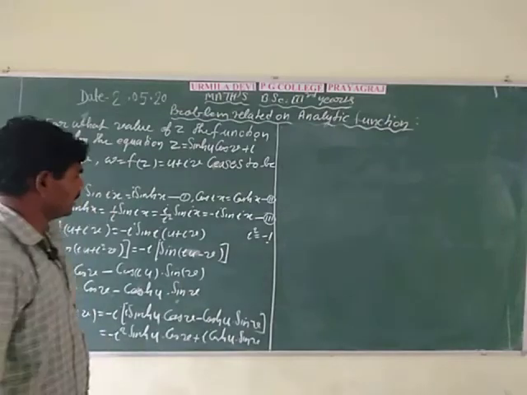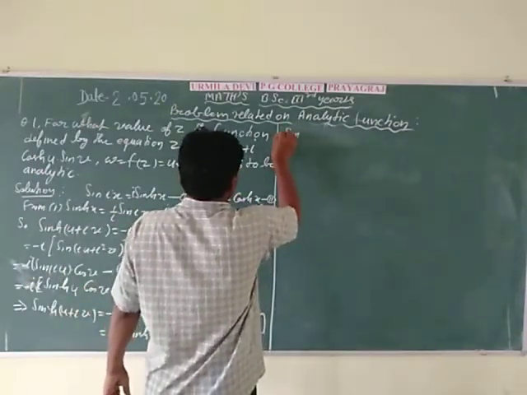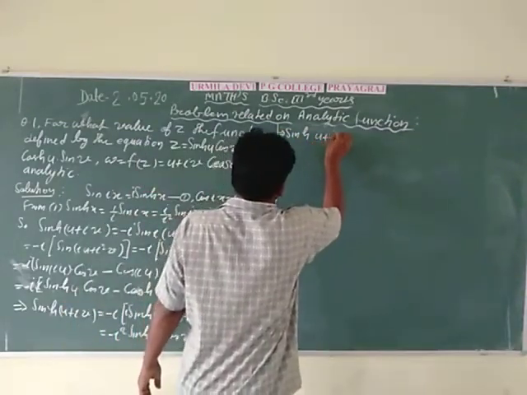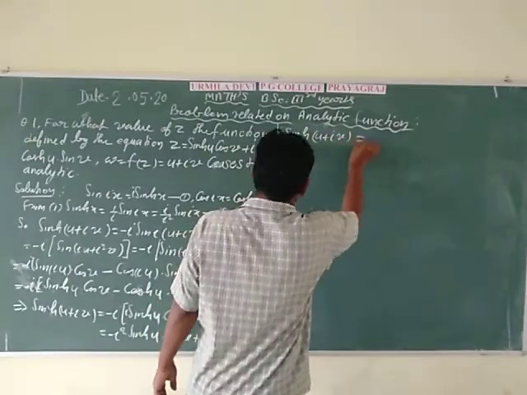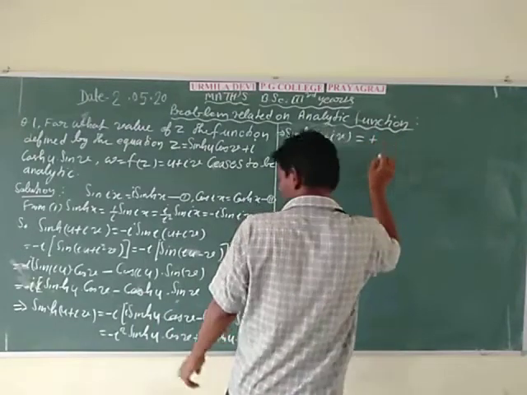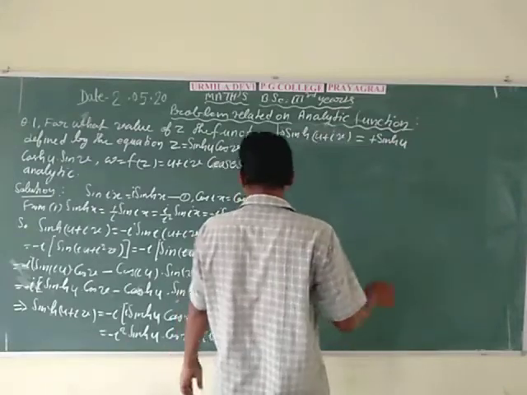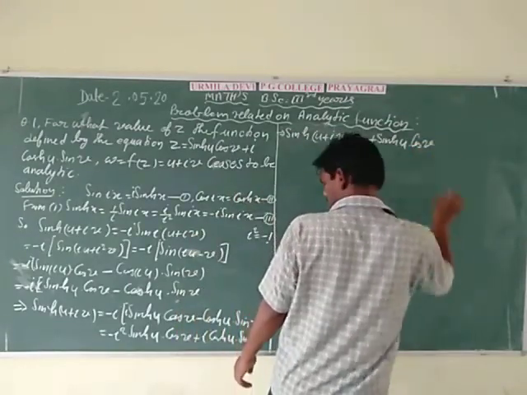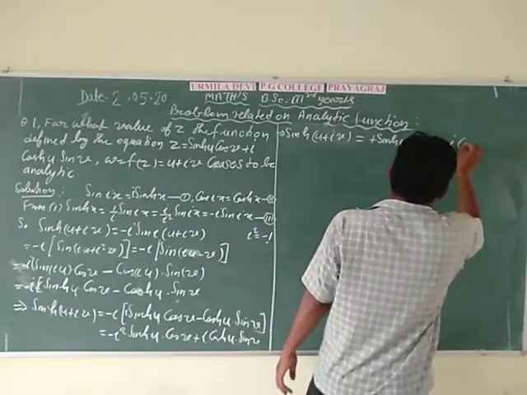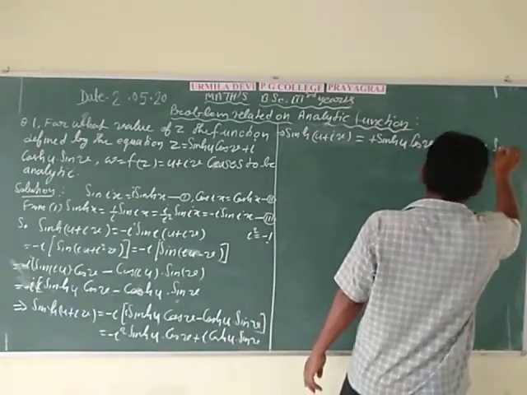So minus and minus is equal to plus. sin hyperbolic u plus iv is equal to sin hyperbolic u into cos v plus i times cos hyperbolic u into sin v.